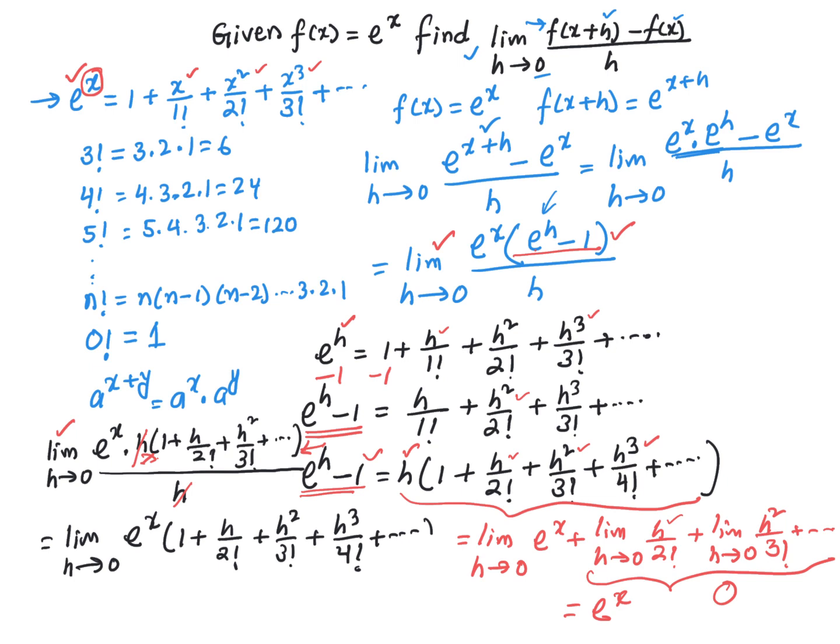So if you take the limit of this function, limit as h approaches 0 of e to the power x plus h minus e to the power x over h, this is going to be nothing but e to the power x. And you just learned something new, which is called the derivative of e to the power x, which is just the function itself. This is the only function I can think of whose derivative is the same as the original function. So the derivative of e to the power x is e to the power x.